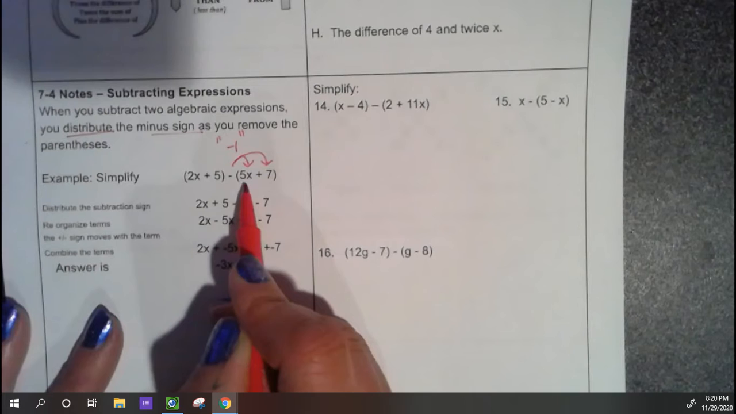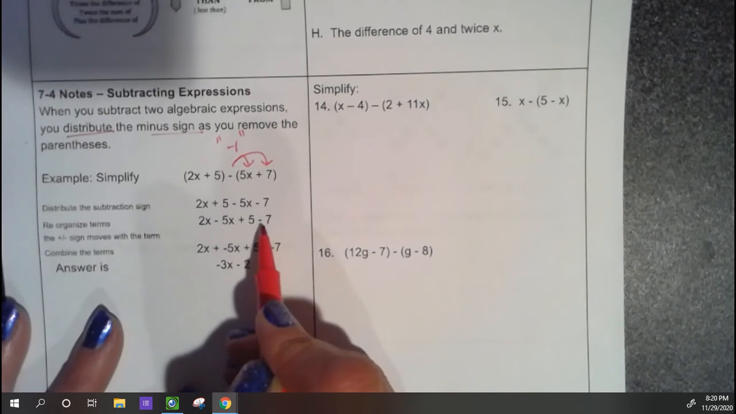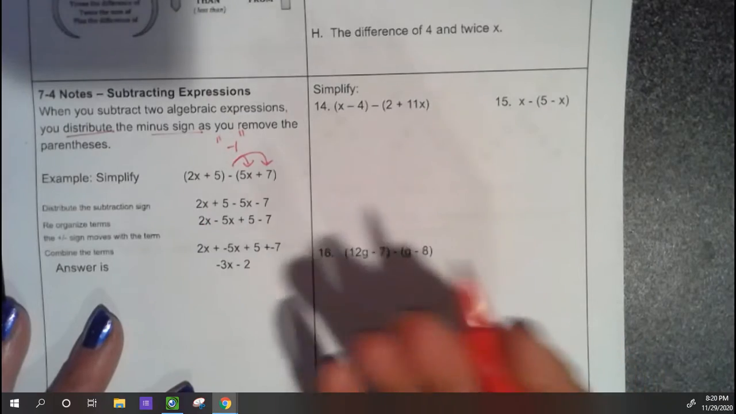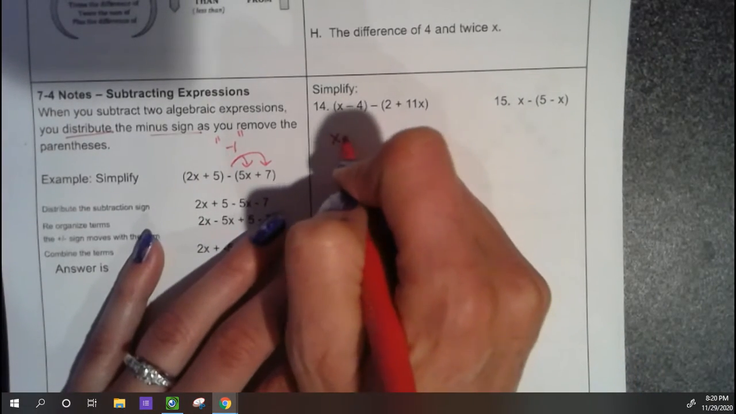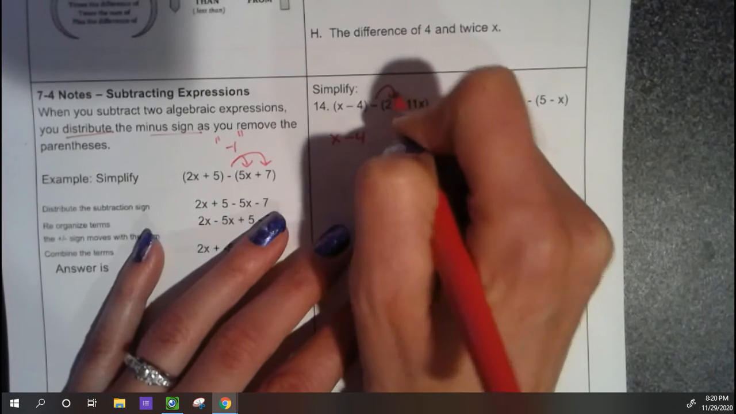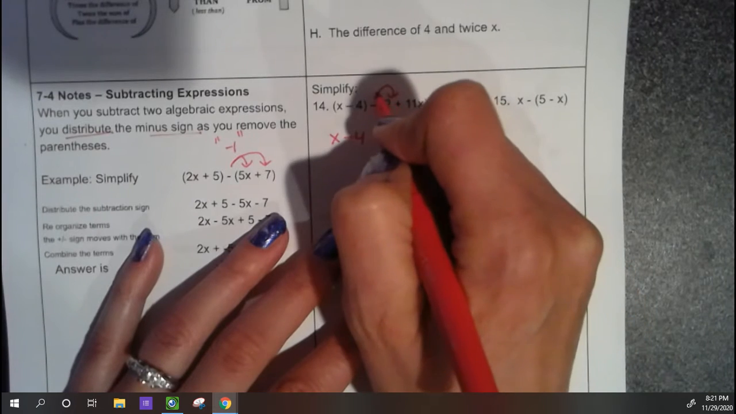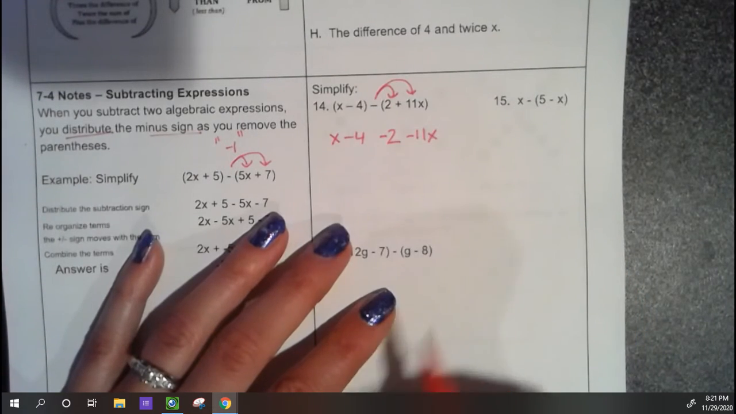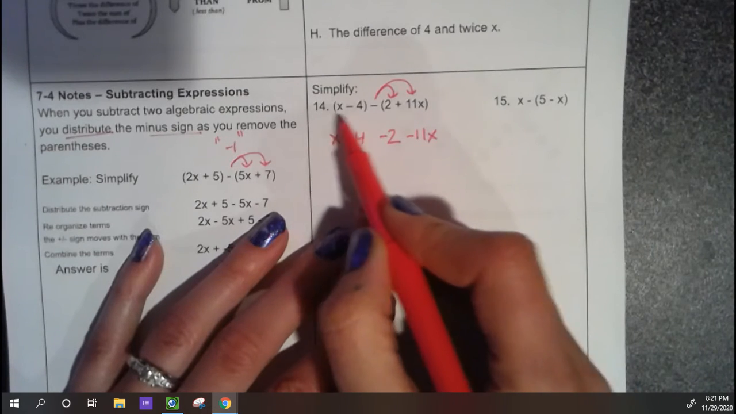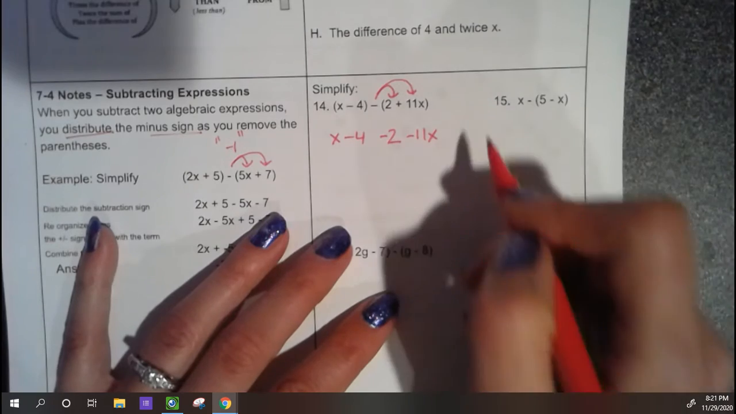That changes the positive to a negative and the positive to the negative. That's all it is. All minuses are a negative. So this one is not going to change at all. And this is going to become a -2 or a -2. And this is going to become a -11x. I've dropped all the parentheses. There was nothing here to distribute. Okay, and then I'd be ready to combine like terms.